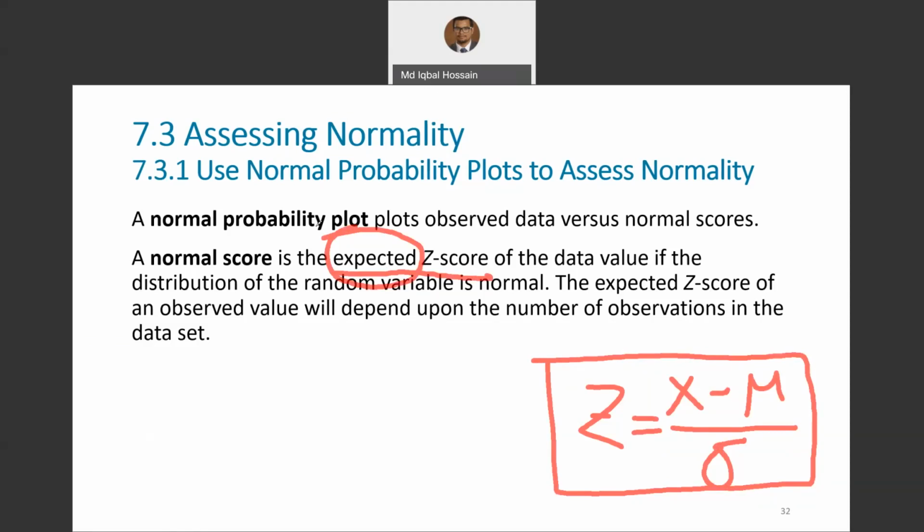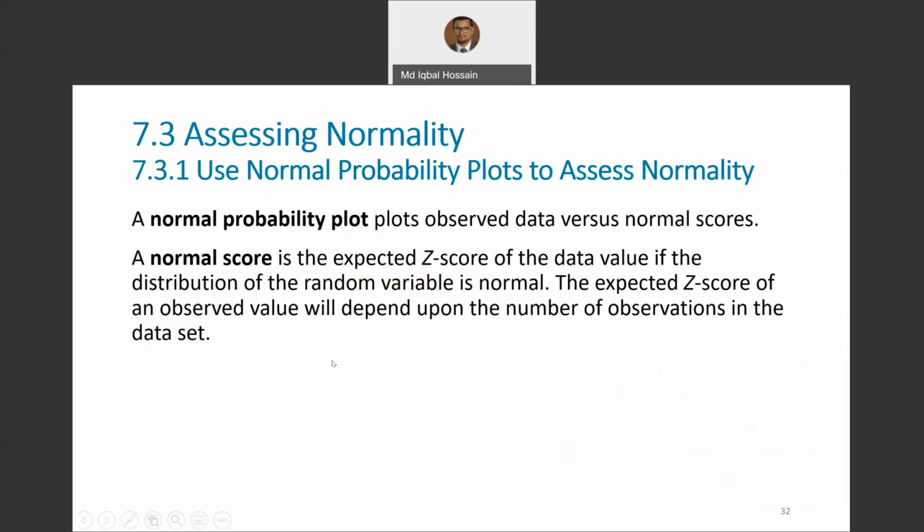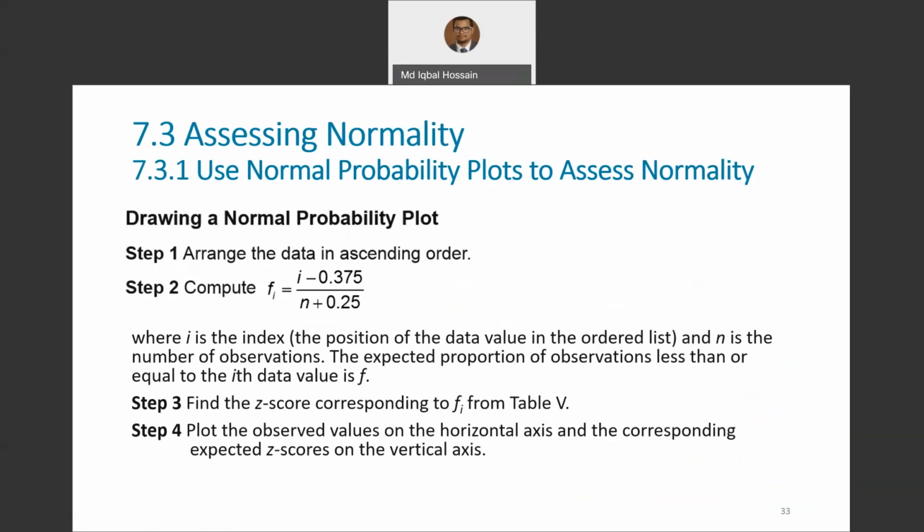So let's see how we are going to find them. We are following a few steps here. Let me just give an example. The first step we are doing here is arranging the data set in ascending order. Suppose we have a data set with the values 3, maybe 2, maybe 5. Then the first thing we do is write the data in ascending order. So you can see 2, 3, then 5.